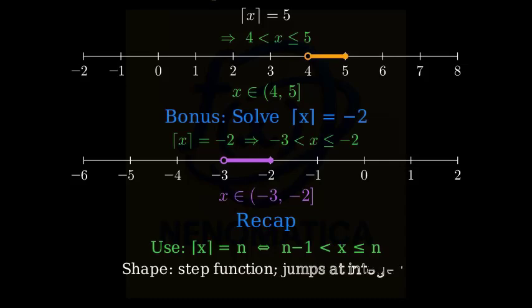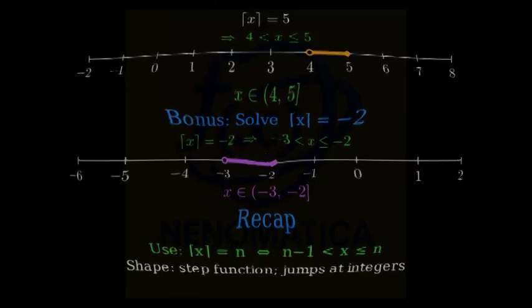Recap. The ceiling function maps real numbers to integers and is constant on open-to-closed intervals ending at each integer. The algorithm is simple. If the ceiling of x equals n, then x lies between n minus 1 and n, open on the left and closed on the right. Practice with a few more values of n to build strong intuition.